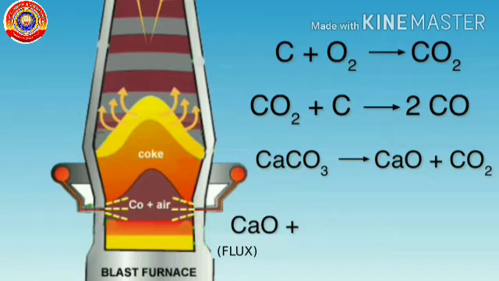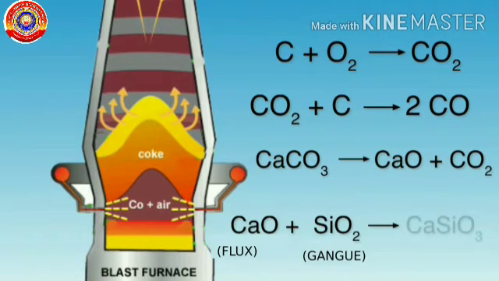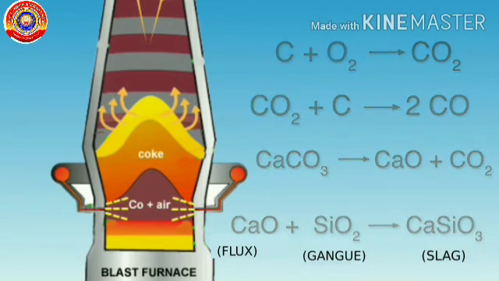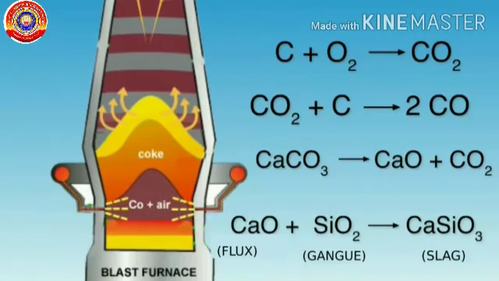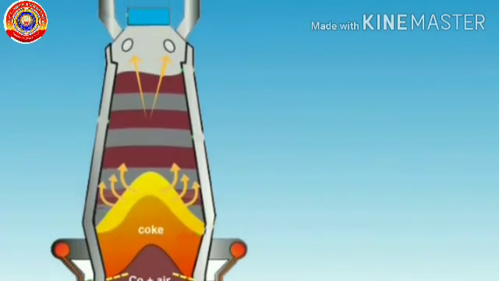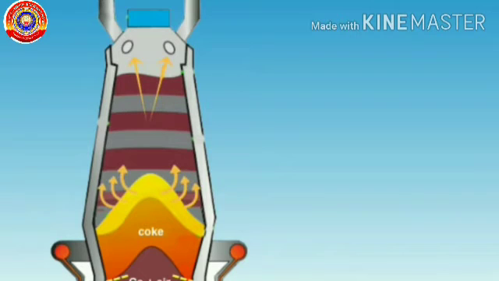This flux reacts with silicon dioxide, the gangue present in the ore of iron, to form a molten material called slag, that is calcium silicate. The molten slag, being less dense, floats over the molten iron. The slag and iron are taken out separately from the furnace in the molten state. Remember, the gangue present in the ore of iron is acidic in nature. So a basic flux like calcium oxide is used. If the gangue is basic, then an acidic flux is to be used.